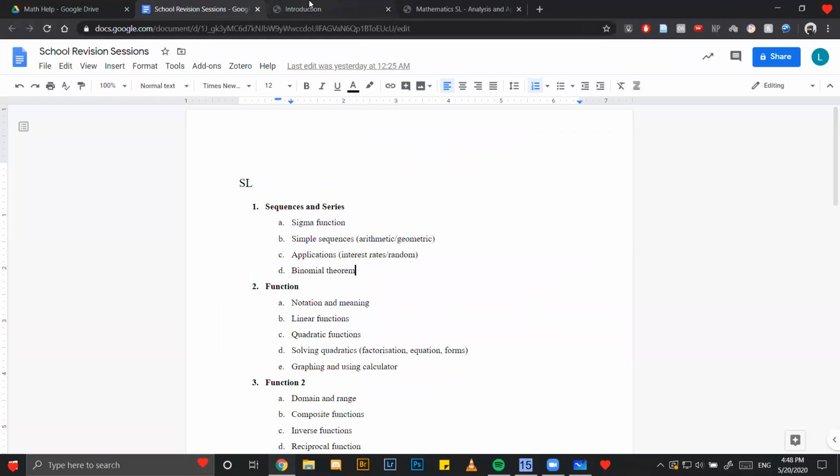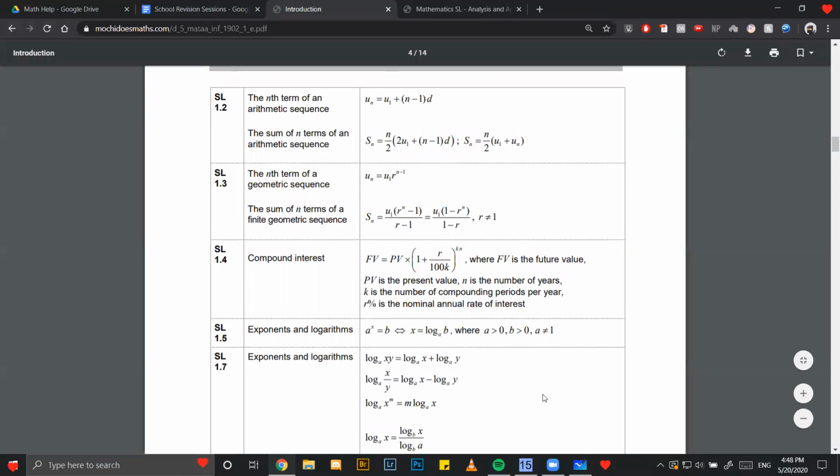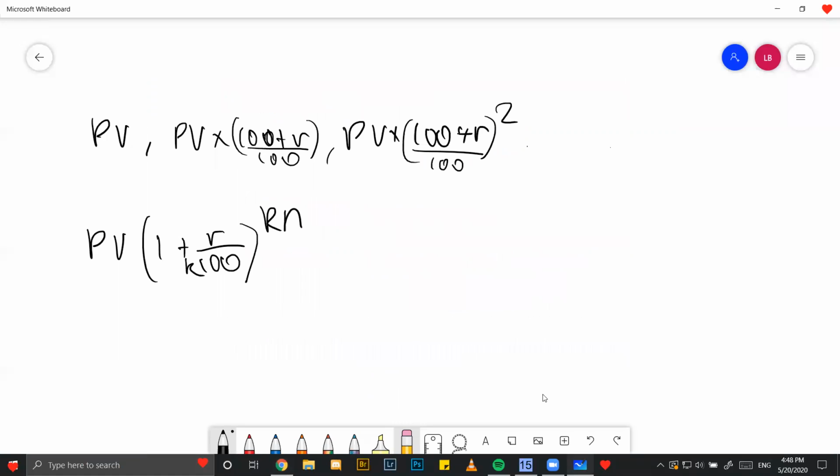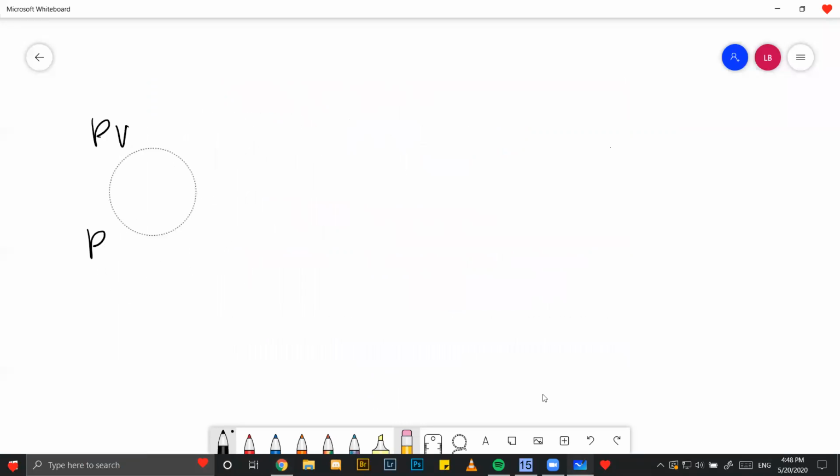That's the application, so the interest rate is the main one. The final thing I'm going to look at is the binomial theorem, and what that looks like. Essentially, what the binomial theorem does is it's trying to figure out what the expanded sequence of a term is.